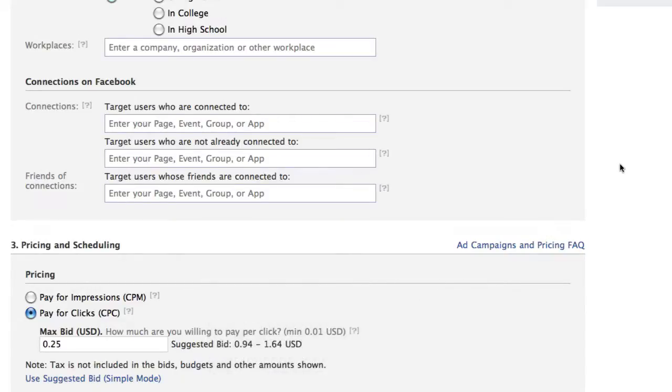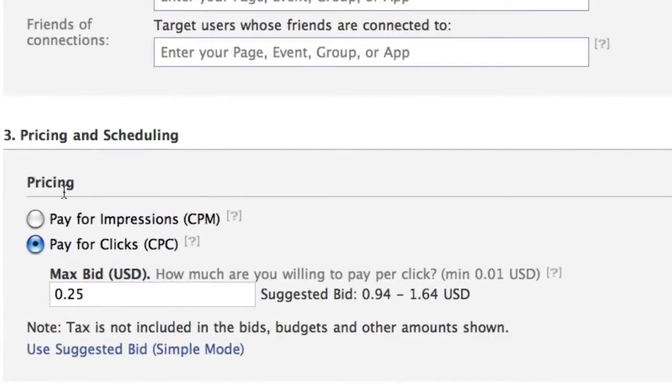Here you can see the bottom of an ad creative that I've worked on, and it wants me to put in my pricing model. The default here is pay-per-click, CPC, cost per click. The suggested bid is 94 cents to $1.64, so my 25-cent bid isn't going to cut it here.